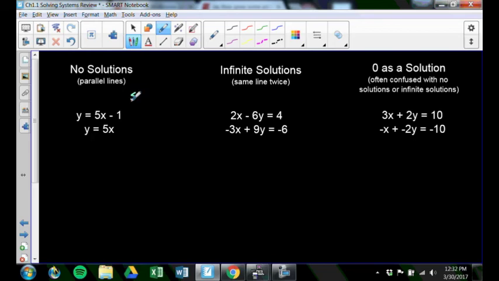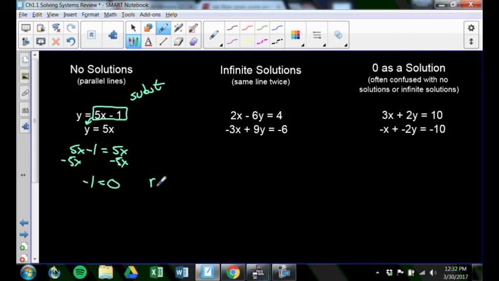And I can show that in this way using substitution. This y equals 5x minus 1. I can take this and plug it in for the other y. That gives me 5x minus 1 equals 5x. Now when I solve this, I want to get the x's on the same side of the equation first. So I'm going to subtract 5x from both sides. That gives me -1 equals 0. And that is when you can see that this has no solutions.